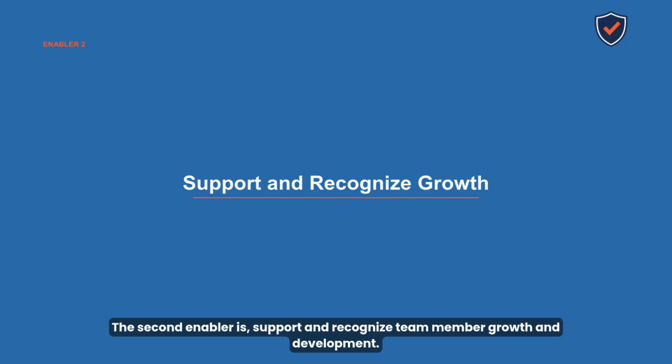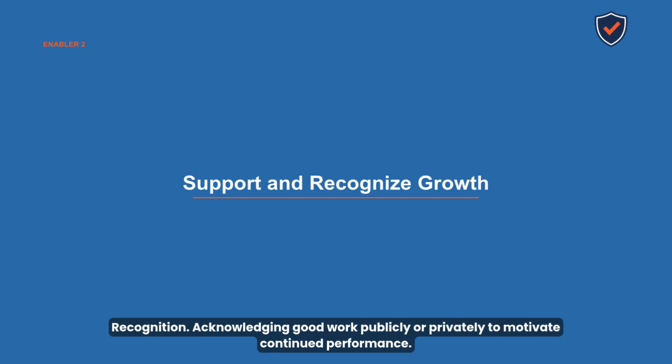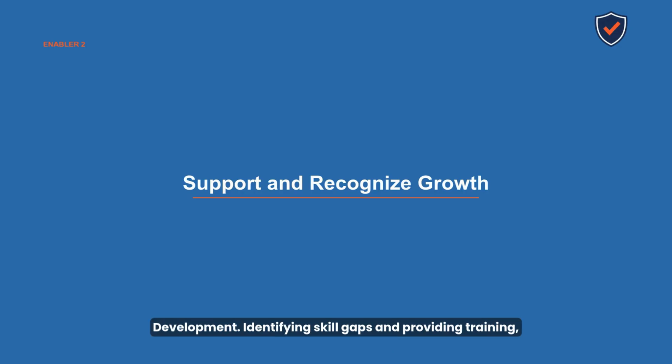The second enabler is support and recognize team member growth and development. This is about more than just managing performance. It is about actively investing in your team. On the PMP exam, recognition and development appear in 2 ways. Recognition, acknowledging good work publicly or privately to motivate continued performance. Development, identifying skill gaps and providing training, coaching, or mentoring opportunities.